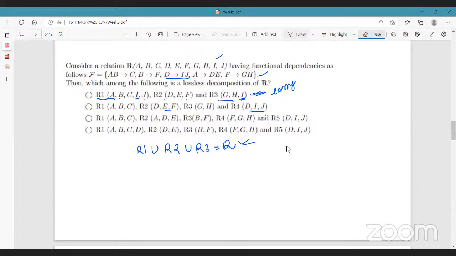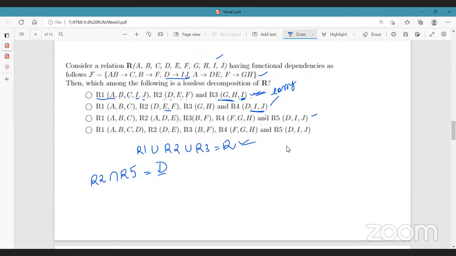Okay. So now we'll check for the third option. Here we have 5 relations. So would anybody like to initiate? R2 and R5. Okay. So the common attribute is D. Then the next rule that we have to satisfy is whether D is a super key in any of these 2 relations or not. I have a question. Yeah. Please go ahead.